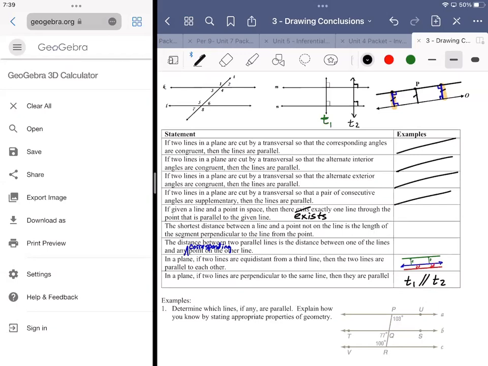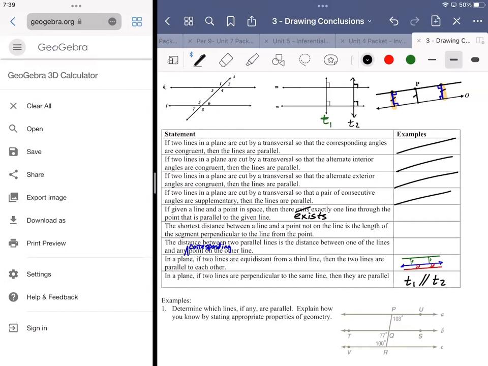But the reverse holds true: if you have a transversal that's perpendicular to two lines, then those two lines are parallel to one another, right? So that was the original diagram that I had there. I just kind of amped it up a little bit.